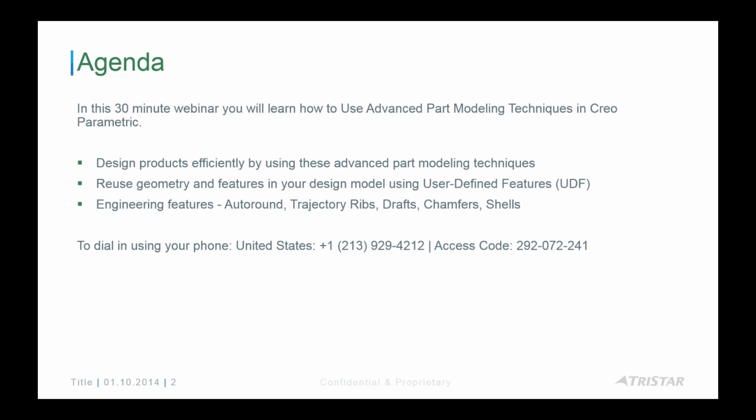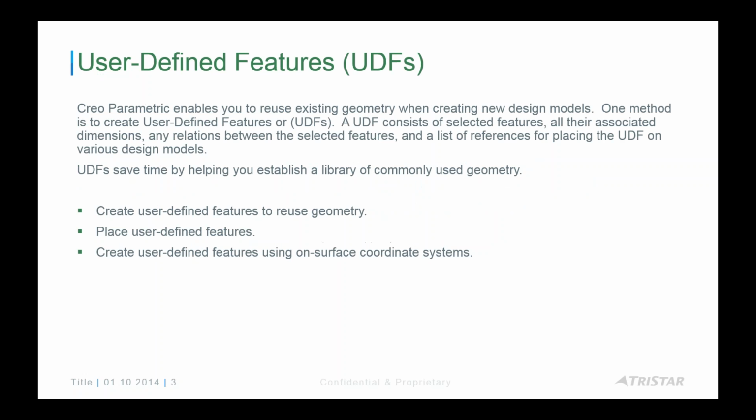I have just a few slides today. We'll go through them first, and then we'll go straight into a demonstration, and then we'll open up for some questions. So first of all, a user-defined feature, or UDF, enables us to reuse geometry when creating new design models. A UDF consists of selected features, all their associated dimensions, any relations between the features, and a list of references for placing the UDF on various design models.